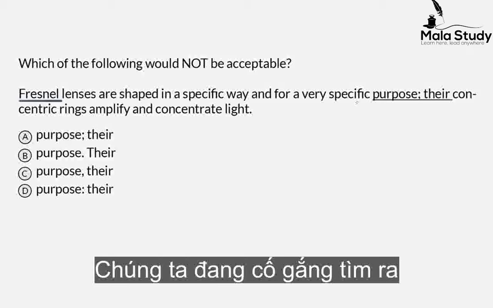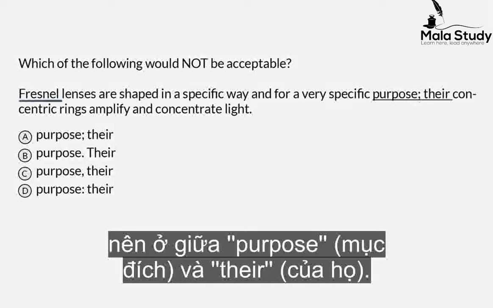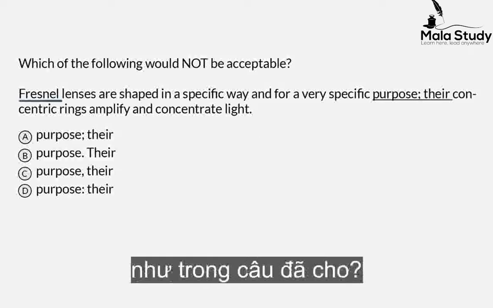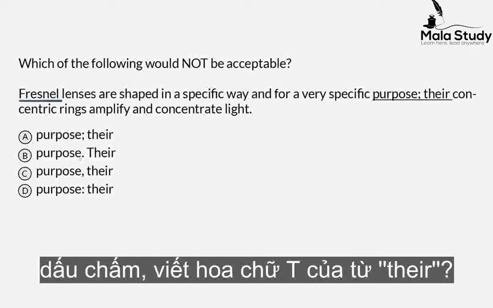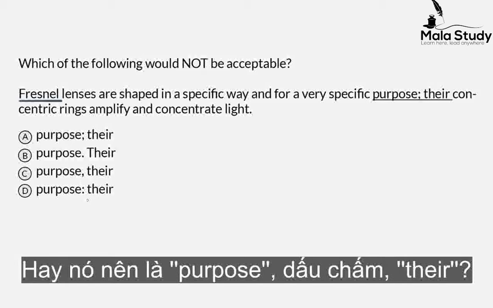Anyway, we are trying to figure out what piece of punctuation should go between purpose and there. Should it be purpose, semicolon, there, as it is in the sentence? Should it be purpose, period, capital T there? Should it be purpose, comma, there? Or should it be purpose, colon, there?